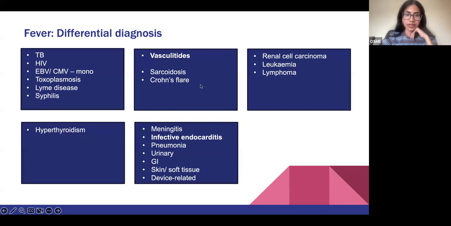Sarcoidosis can cause fever and also IBD flares. Any malignancy can cause fever, but these are key ones to look out for because they don't have a specific, like, oh, this is a lump or this is my cough. Renal cell carcinoma, especially, can cause pyrexia of unknown origin, and then the blood cancers.